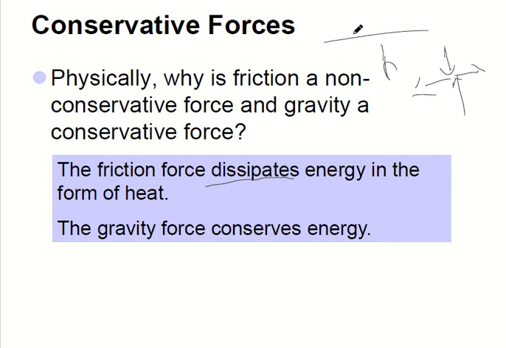So you can see it in the train track. They try to stop it, and friction acts that way, and you will see some sparks come out of it from the extreme heat. So energy will be released in that way. That is what it's saying: the friction force dissipates energy in the form of heat. Then the gravity force conserves the energy.